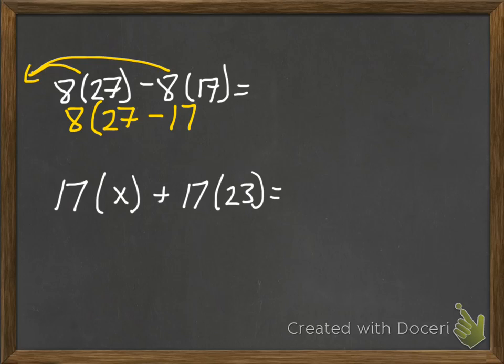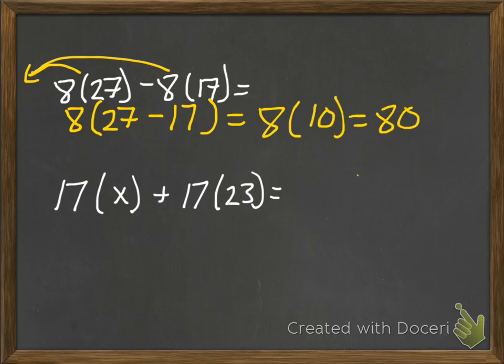Sorry about that. Okay. And now I only have numbers, so now I can go backwards. I don't need the distributive property, and I'm actually better off evaluating the inside of the parentheses. 27 minus 17 gives me 10, and 8 times 10, again, is a simpler problem that I can now do in my head.